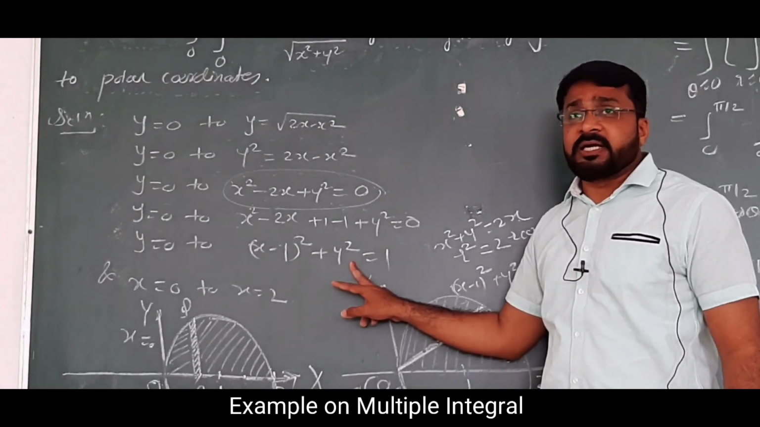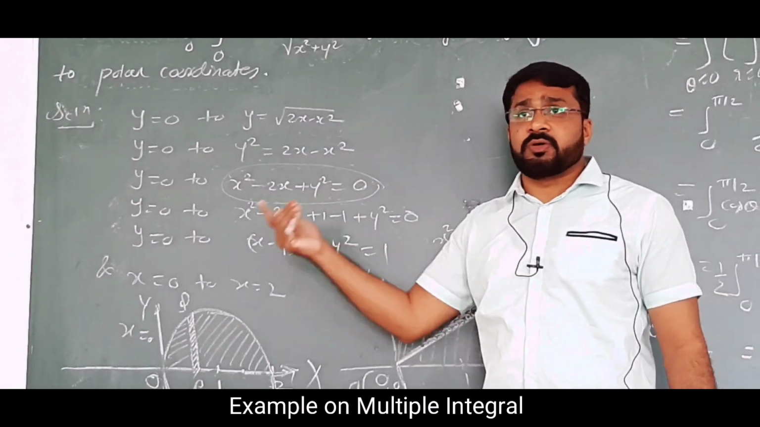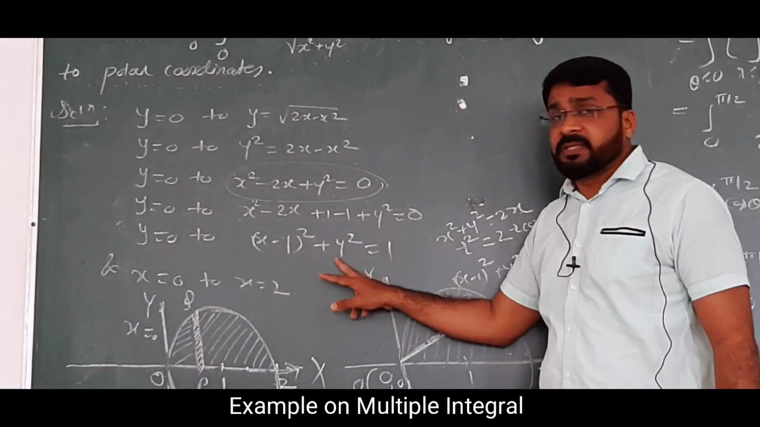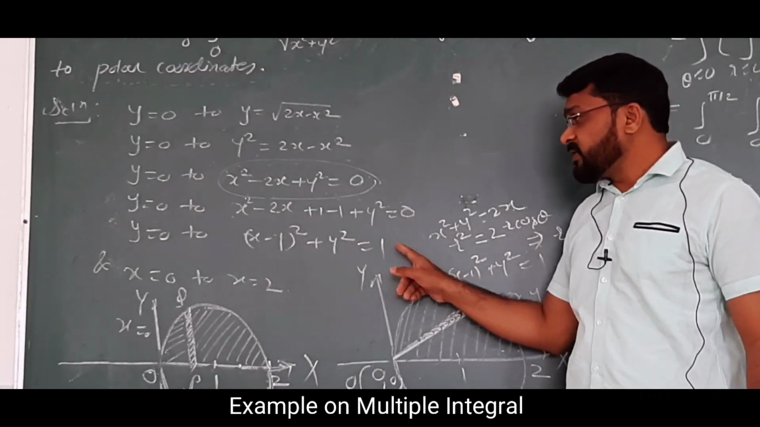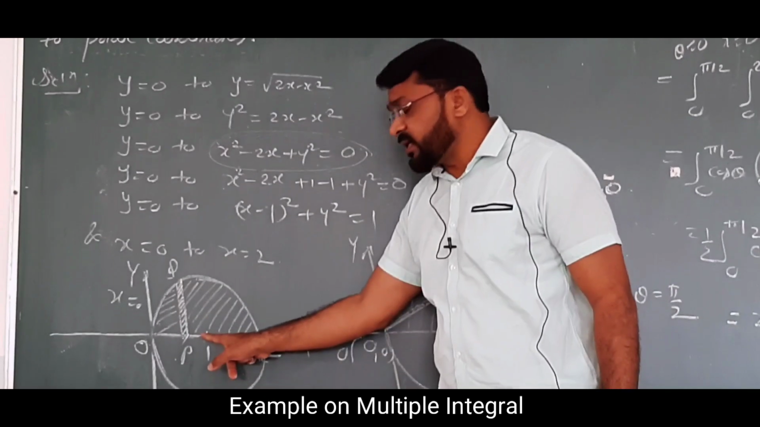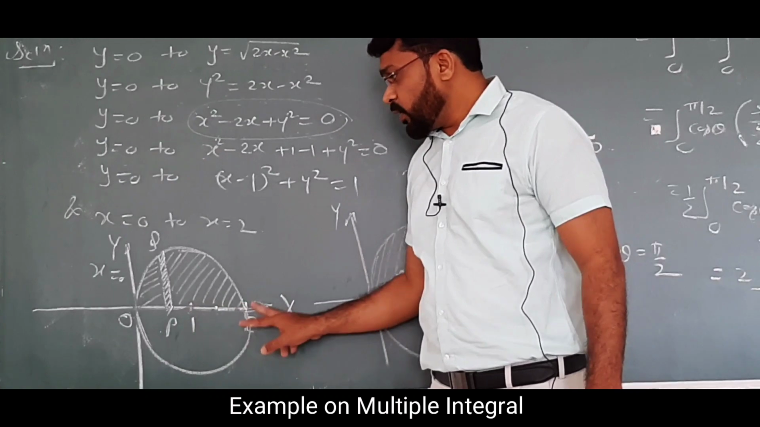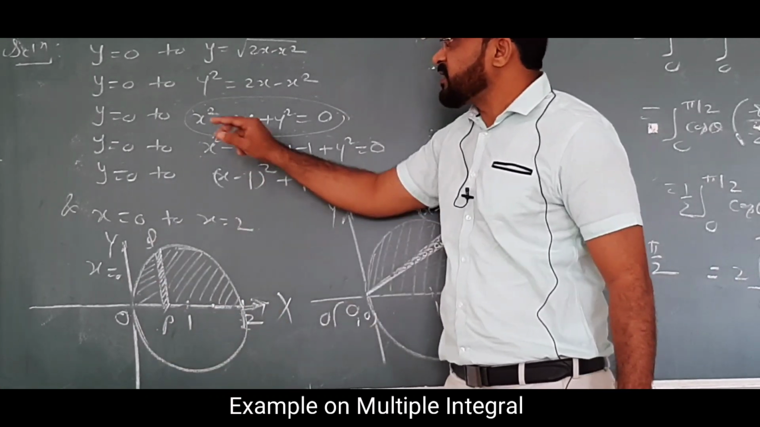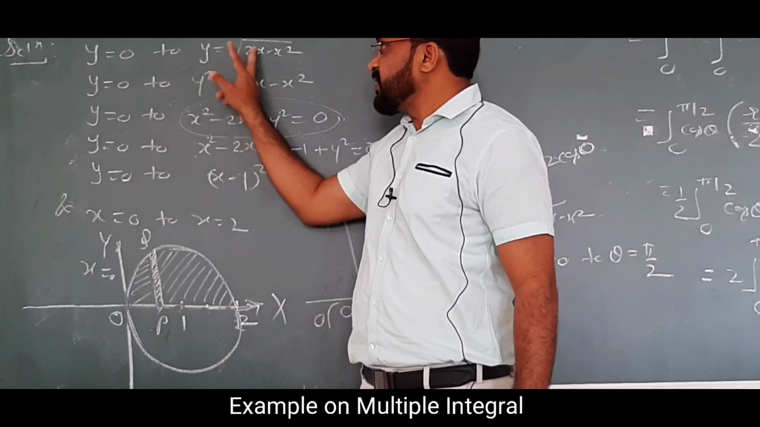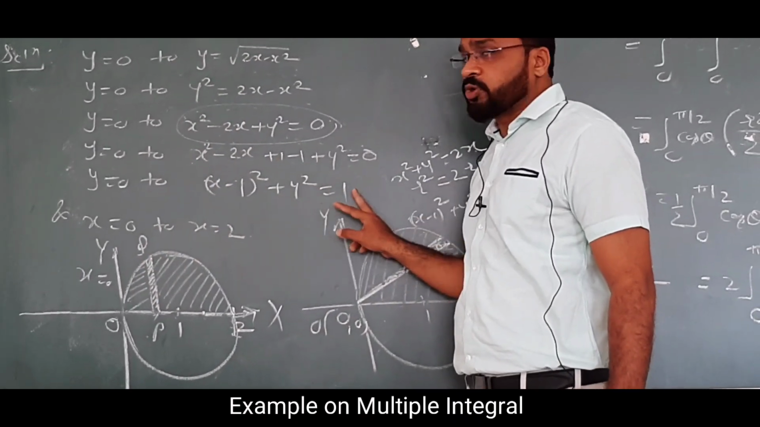Because the standard equation of a circle is (x minus a) square plus (y minus b) square equals r square, where (a, b) is the center, here the center is (1, 0) and r, the radius, is 1. So I draw that circle with center (1, 0) and radius 1. Now we start the strip from y equals 0, from here, and it goes up to the circle, that is (x minus 1) square plus y square equals 1.